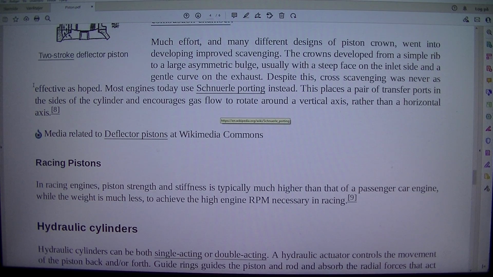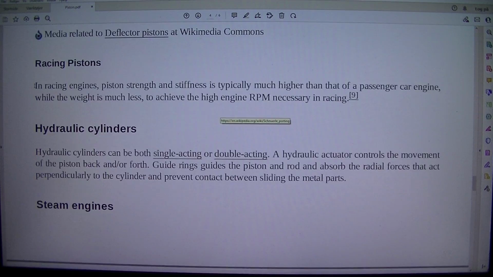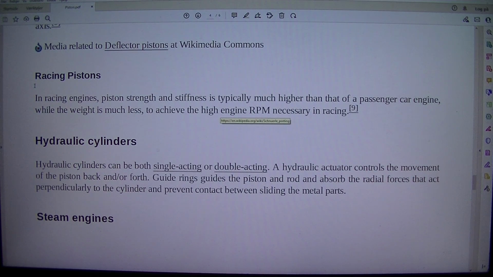Media related to deflector pistons at Wikimedia Commons. Racing pistons. In racing engines, piston strength and stiffness is typically much higher than that of a passenger car engine, while the weight is much less, to achieve the high engine RPM necessary in racing.